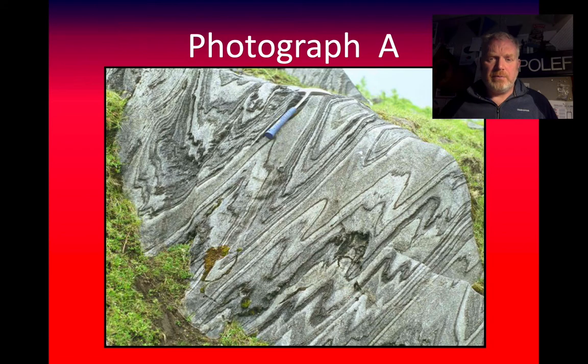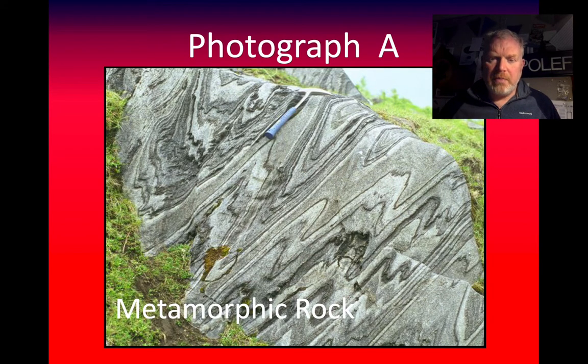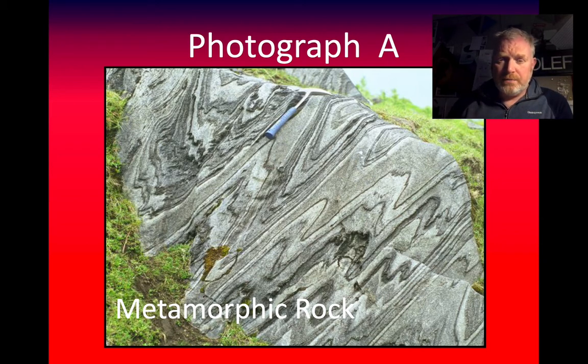This is photograph A. Photograph A shows a metamorphic rock. You can see that there's an alignment of minerals within that to make these different coloured bands, and you can see those bands have been scrumpled up and twisted and bent round on themselves by very high pressures. And also for a rock to be able to be bent round like that, it needs to be a bit soft because of the high temperatures. It's a metamorphic rock.